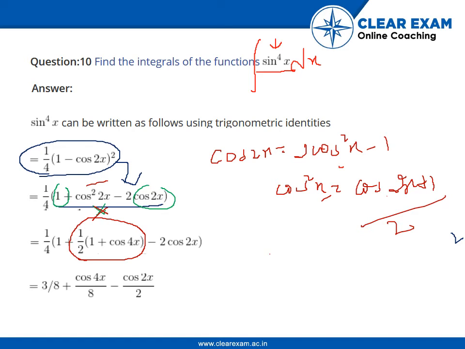Now this term also is simplified to the linear degrees. Simplifying the whole expression, we get 3 by 8 plus cos 4x by 8 minus cos 2x by 2. Now this is our simplified integrand where all the terms are in the linear degrees. Now moving to the next slide.